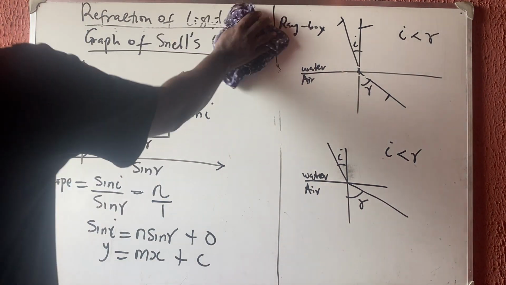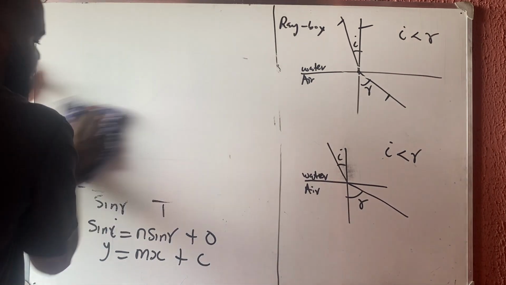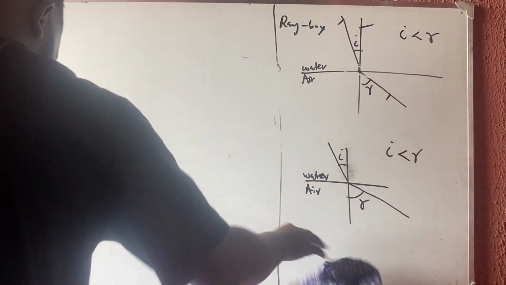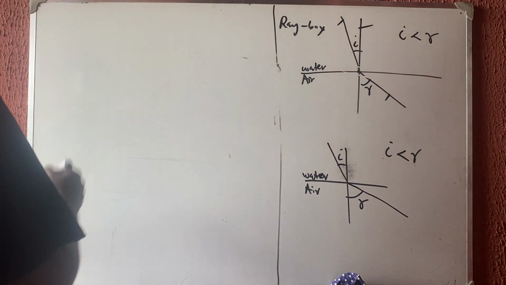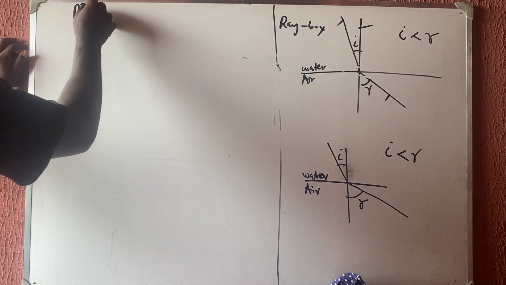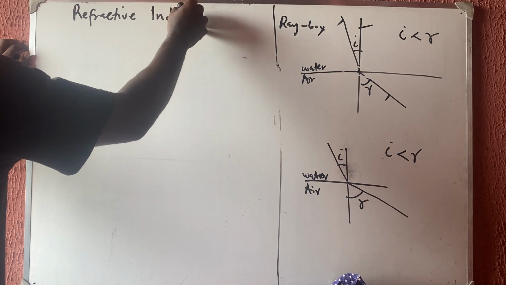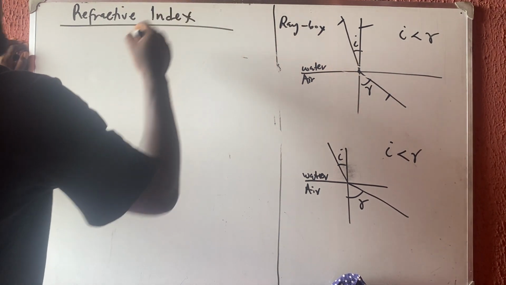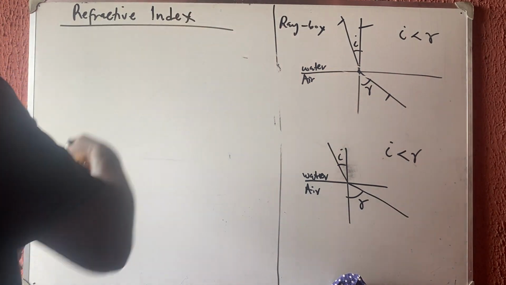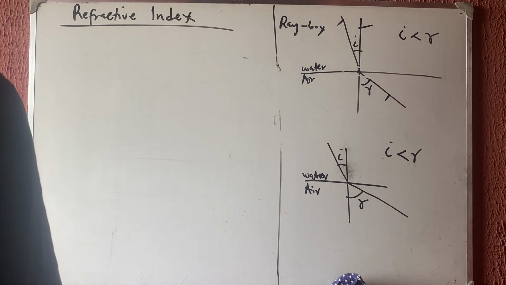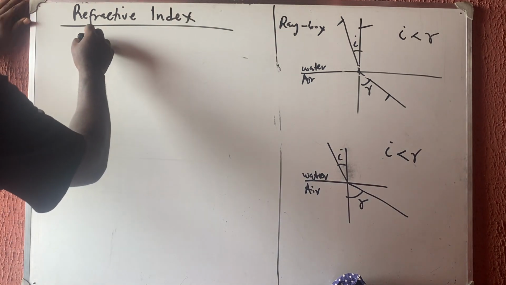Now let's move to refractive index. Let's see what refractive index is. Though we have already said it, let us just elaborate on it more. Refractive index. In plural, I have it as what? The plural of index is indices.